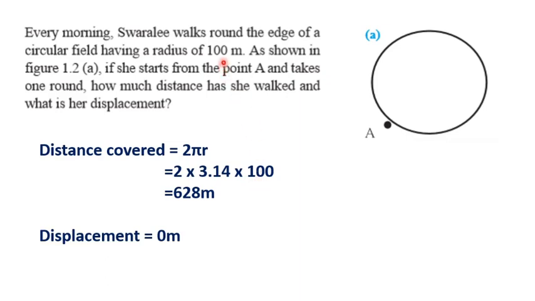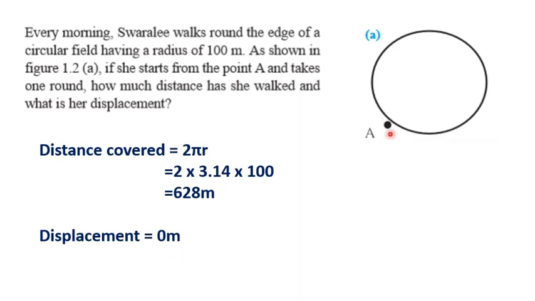If we multiply all the values, we get the answer as 628 meters. So the distance covered by Swarley was 628 meters. But here you will see the displacement is 0 meters. Now how come the displacement is 0 meters?